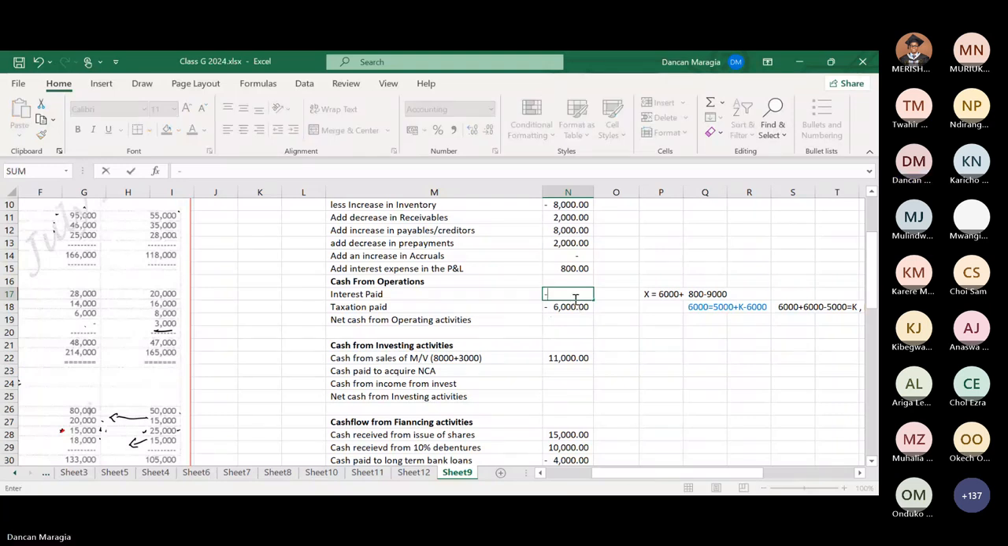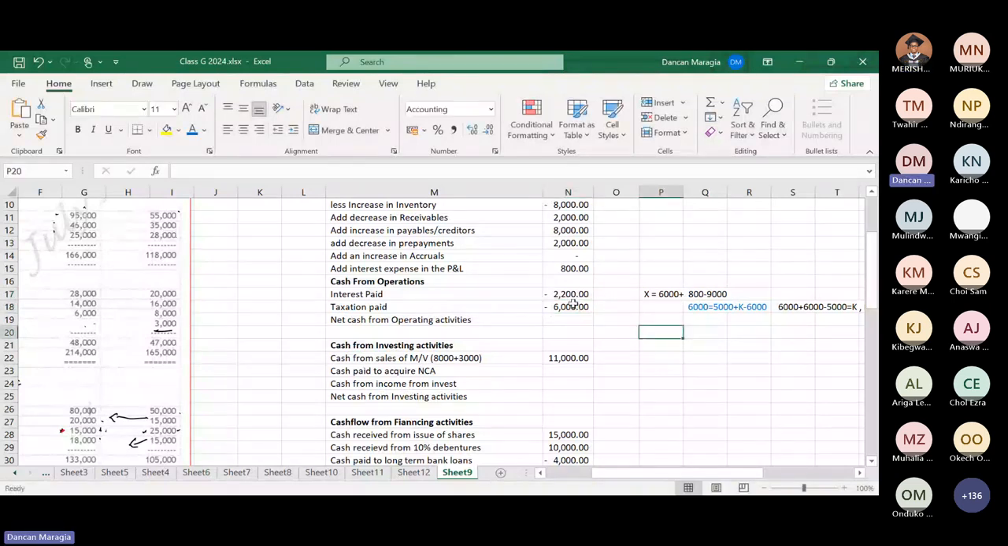So interest paid will be how much? Negative 2,000? You have got how much? 2,200. So plus 800 minus 9,000. So interest paid is a negative, so minus will actually end up giving you a positive. Meaning the interest paid is a negative, which should give us more of a positive of 2,200.